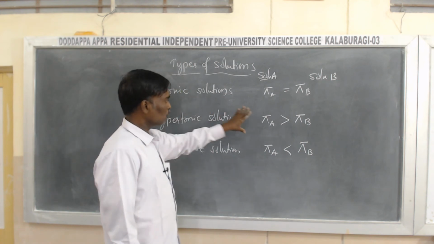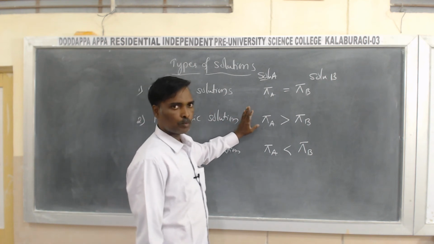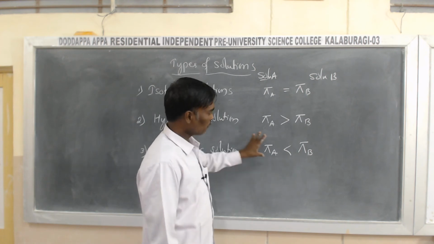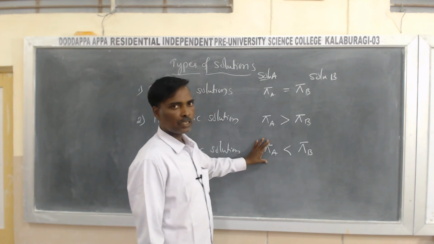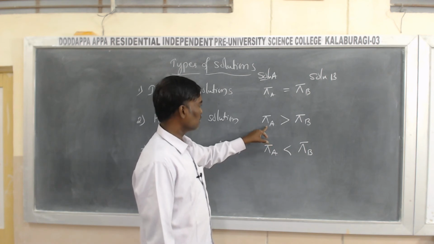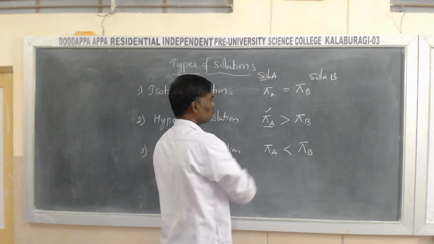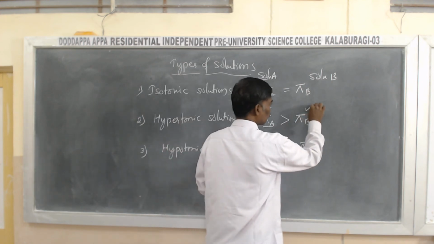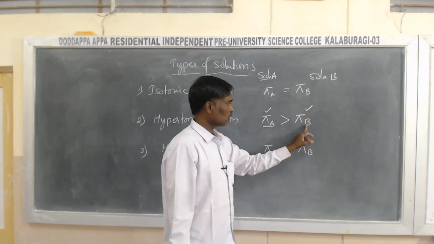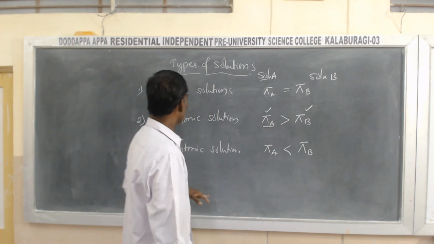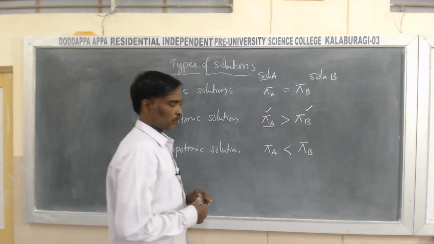If for one of the solutions, pi A, the osmotic pressure is more, then it is hypertonic. If pi A is less, then it is hypotonic. So in this equation, pi A is more than pi B. This means this one is hypertonic, whereas the other solution is hypotonic because its osmotic pressure is less than pi A. Right? So this is about the types of solutions.